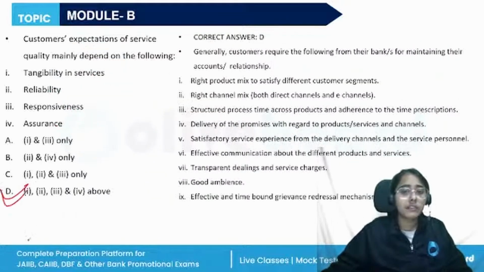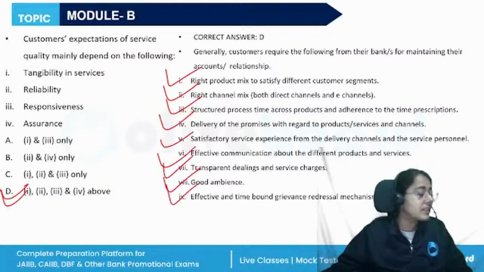So, what all constitutes the customer satisfaction? All of the above. So customers, they want the right product mix, the right channel mix, structured process time, delivery of the promises, satisfactory service experience, effective communication, transparency, good ambience, effective and time-bound grievance redressal mechanism, and so on, right?